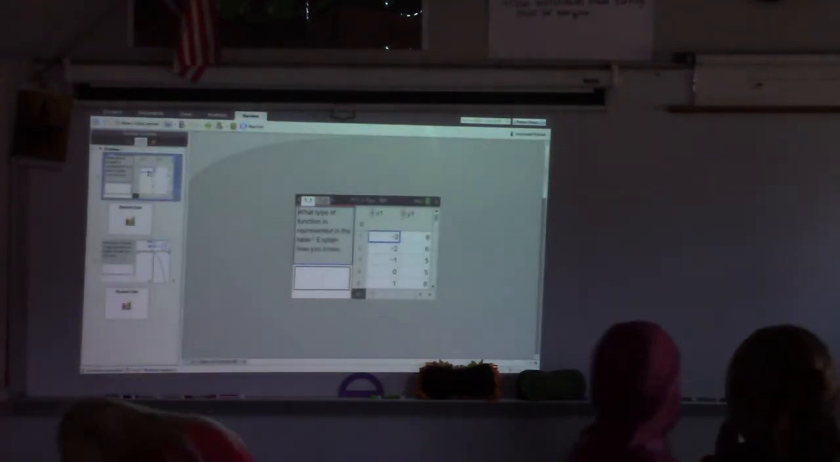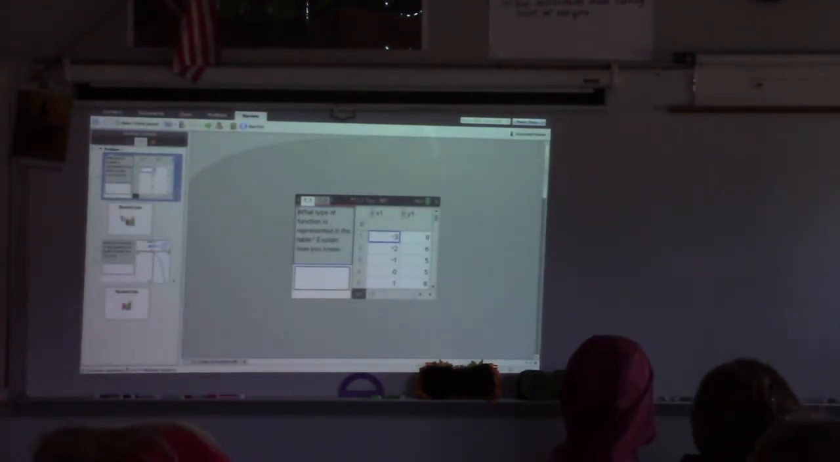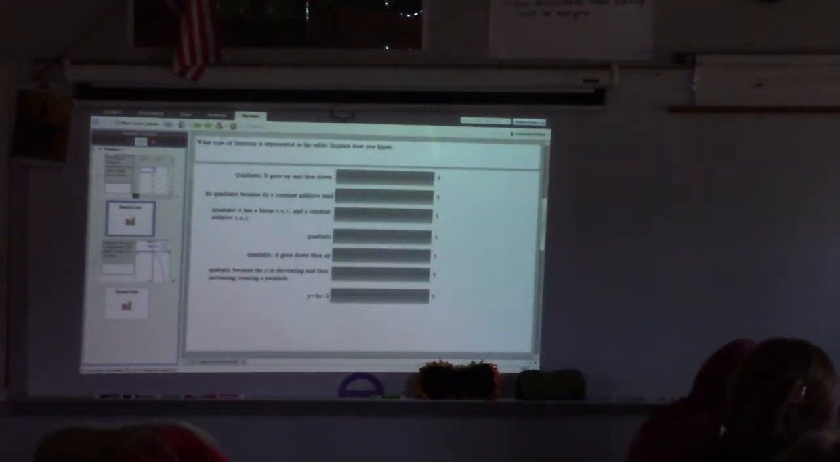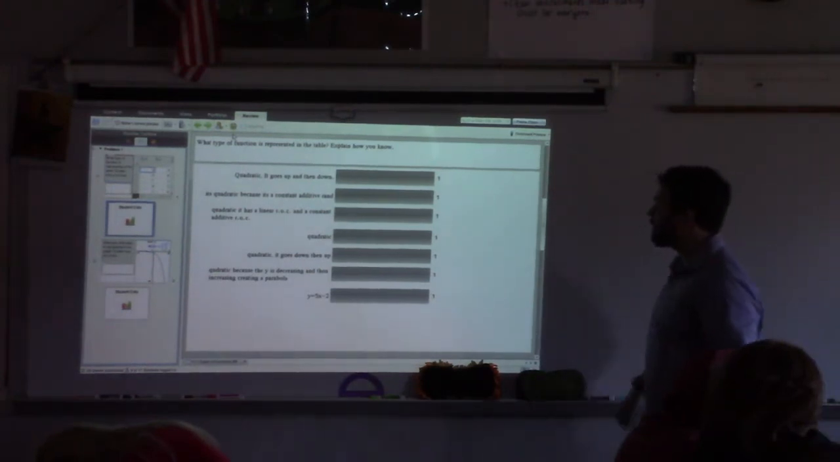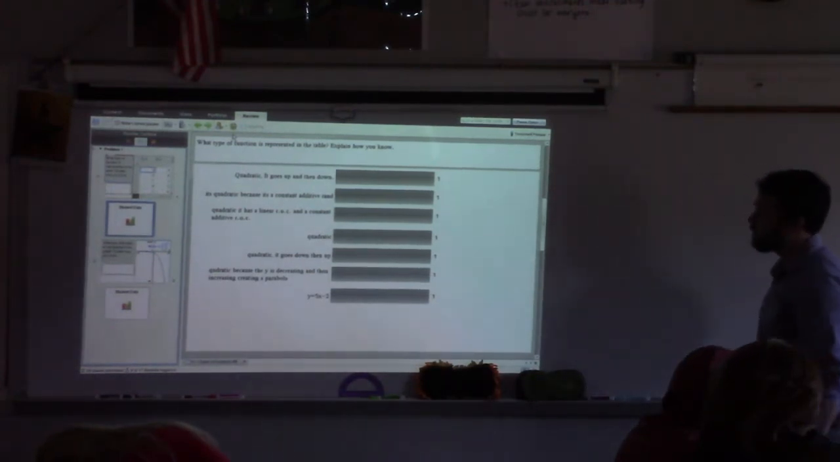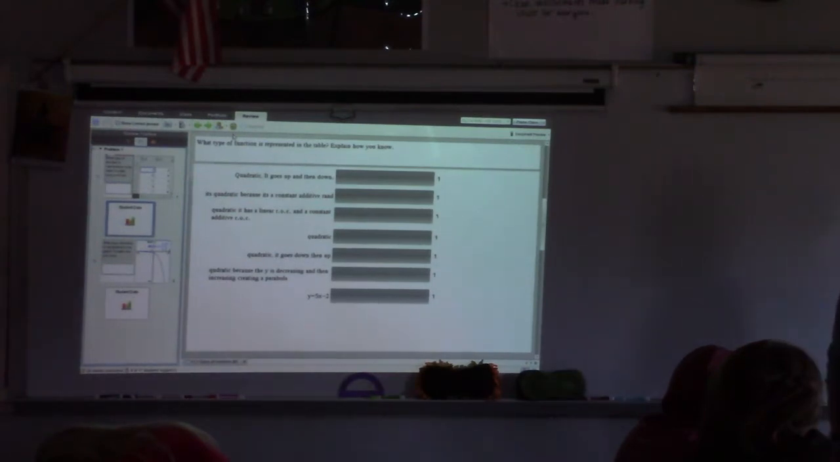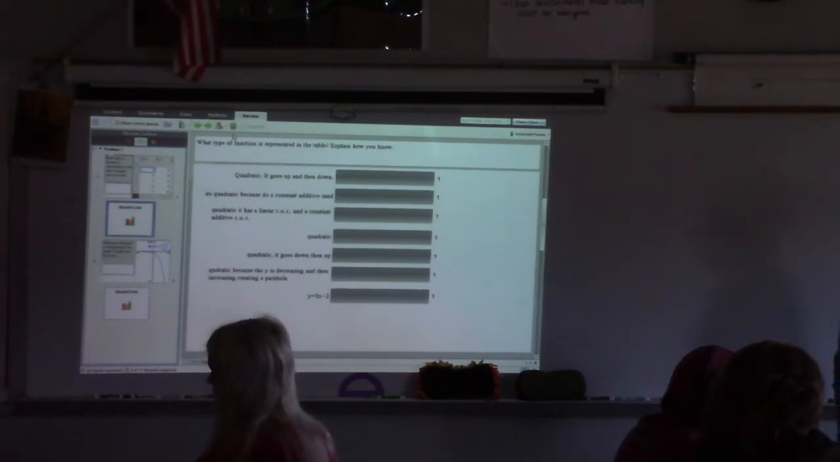When we have a table, or just in general, how are we supposed to tell the difference between our types of functions? Rate of change, right? And so, if it is linear, what kind of rate of change does it have? Constant additive, right? We've got to remember that. If it is linear, it has a constant additive rate of change.